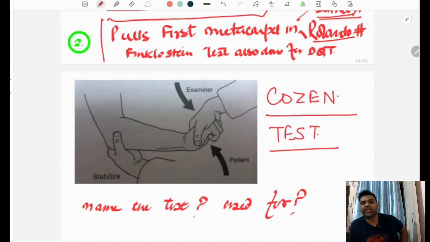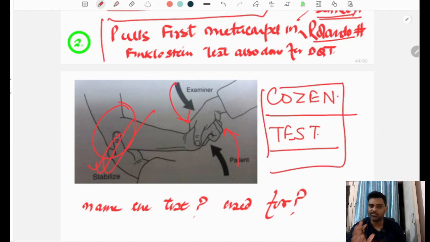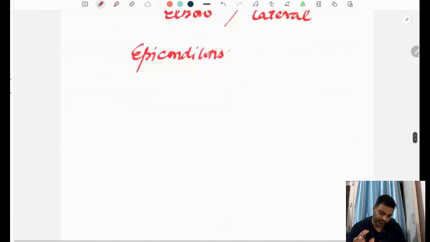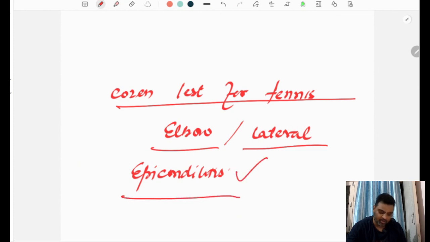Cozen test for lateral epicondylitis or tennis elbow, where you flex the elbow and you ask the patient to extend the wrist, and you put a force in the reverse direction. If there is a pain in this area, that is a positive test. This is a Cozen test. This has been asked several times. So please remember, this is Cozen test for tennis elbow or lateral epicondylitis.